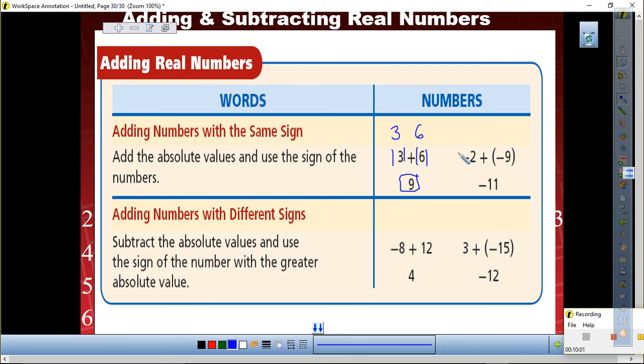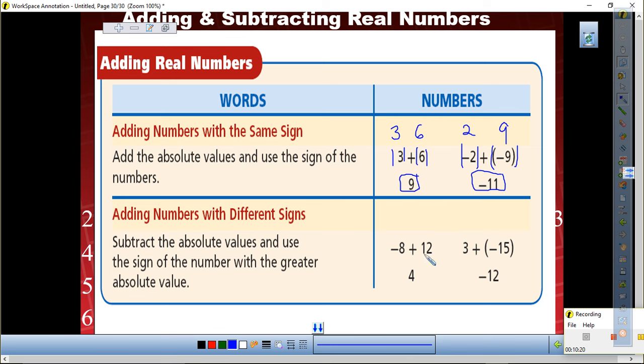Okay? Absolute value of negative 2 is 2. Absolute value of negative 9 is 9. Since they have the same symbol, we add these. 9 plus 2 is 11. But what is the symbol for both when they started? Negative. That's why it's negative 11. Is it coming back somewhat?